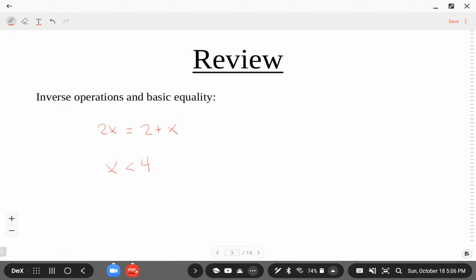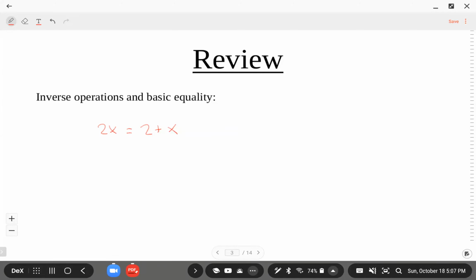Inequalities look like this, and equations look like this. They have different signs, and equations have equal signs. Now, the way you solve equations and inequalities is the same. You need to use inverse operations, and if you do something to one side, then you have to do it to the other.